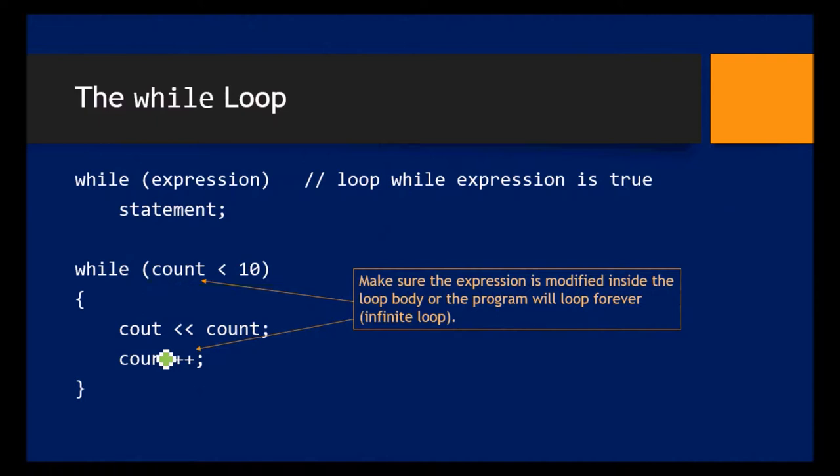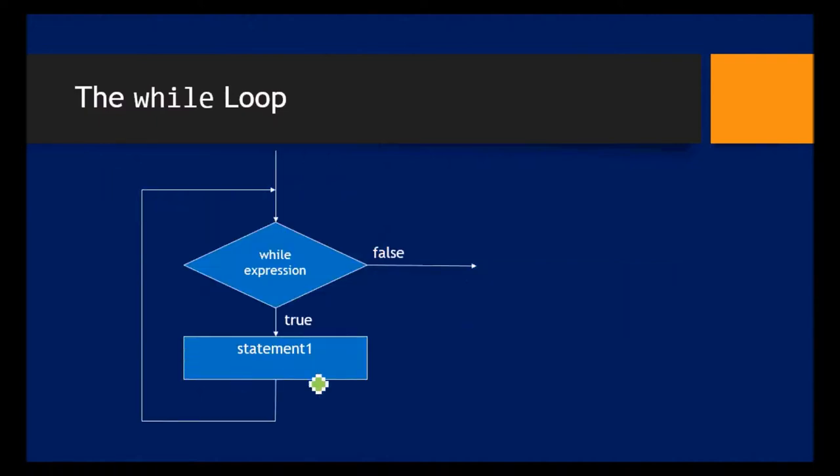Here's a flowchart. It looks very similar to the if. We use a diamond for the decision part. Instead of the word if, you can put while in there. And of course, in a real flowchart, don't use the word expression. Put whatever the expression is, count less than 10 or whatever it is that you're testing.